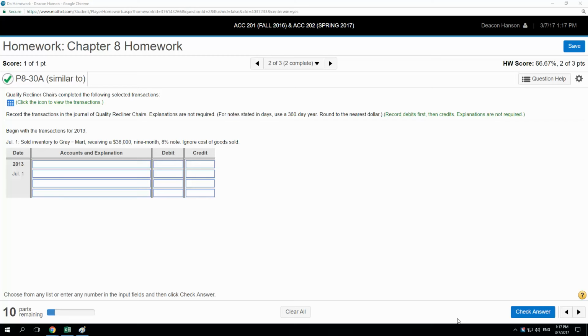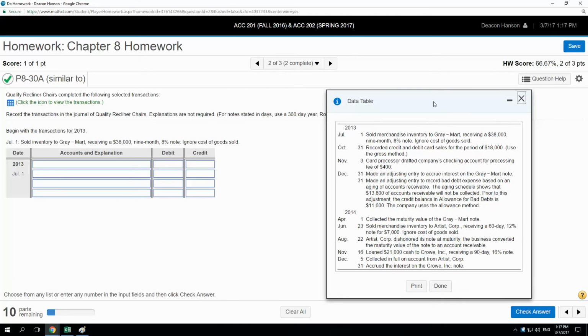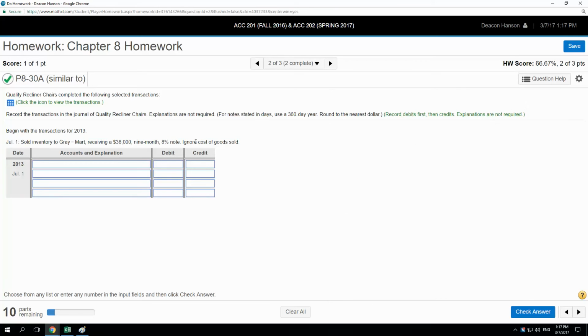So P8-30A, it says Quality Recliner Chairs completed the following selected transactions, and they give us a bunch of transactions. I like to eyeball it real quick. It looks like they're listing the transaction at the top of each entry field where you put in the answer, so I don't think we really need to have this open. I'll close that and let's see.